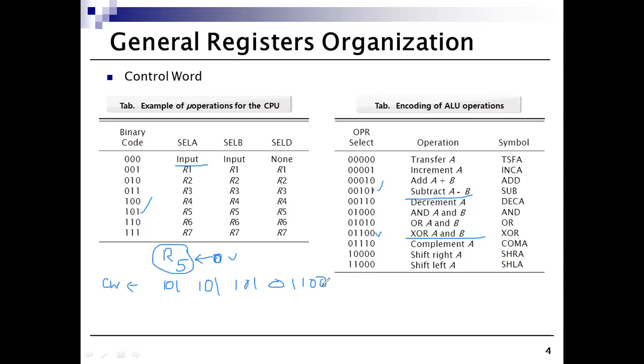By observing this, it is clear that you can perform many other micro operations which can be generated by the CPU, not just only these OPR operations available.